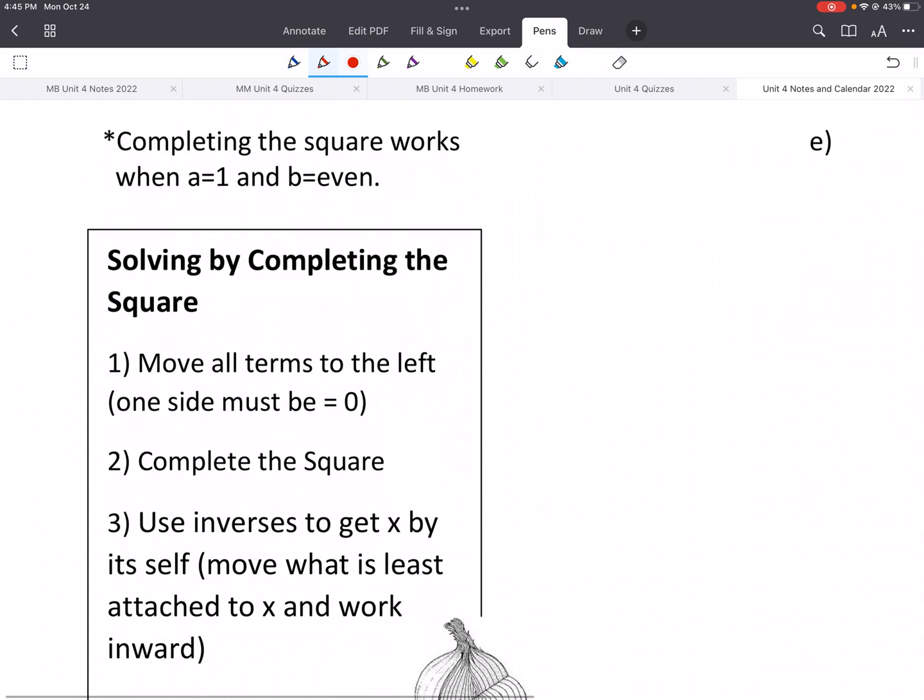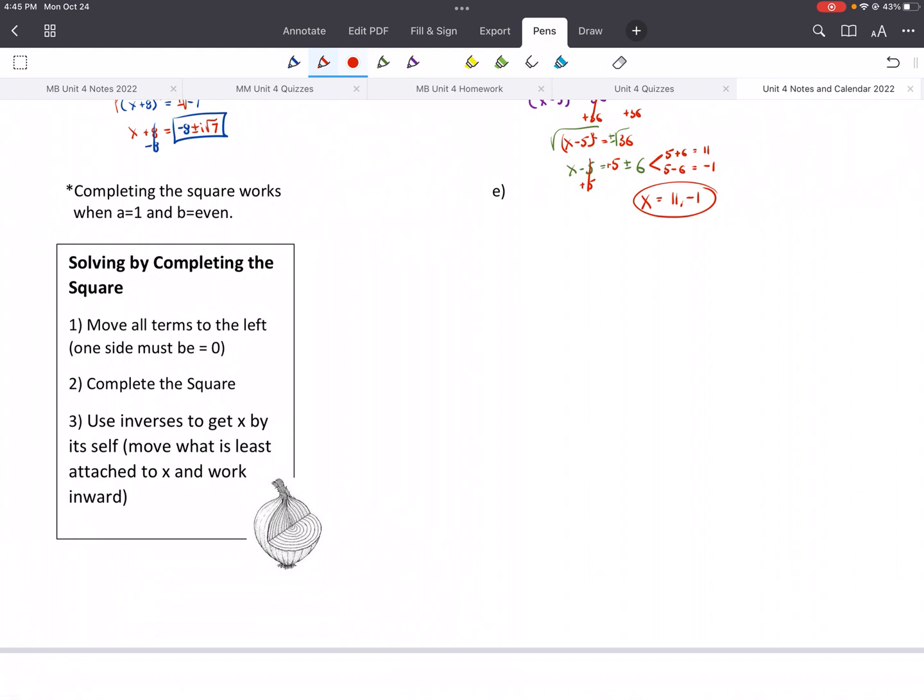Alright, just a reminder, move all the terms to the left. One side must be equal to 0. We then complete the square, that's what we added today. And then we use inverses to get x by itself. That's what we did last time: we used square roots to solve. And we take off the layers of the onion as we go along in these equations.